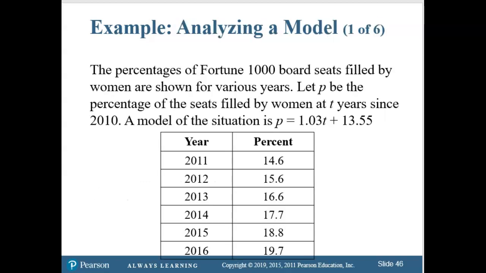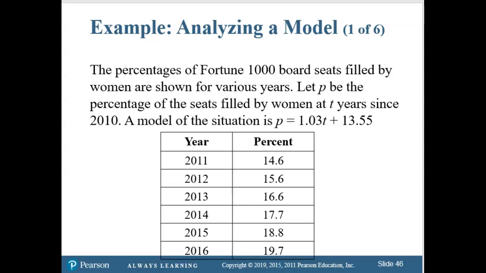Now we're going to talk about analyzing a model. The percentages of Fortune 1000 board seats filled by women are shown for various years. Looking just at the table, you should see that the years are going up. From 2011 to 2016, how many women are sitting on boards of Fortune 1000 companies? Well, let's look. It starts out at 14%, going up to 15, 16, 17, 18, 19. So it's definitely increasing, so we know that our slope should be positive.